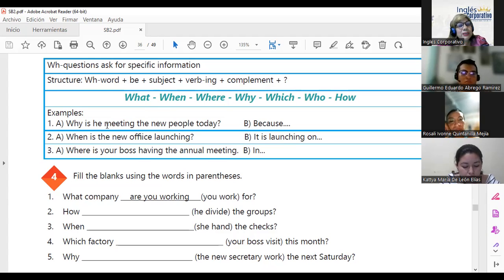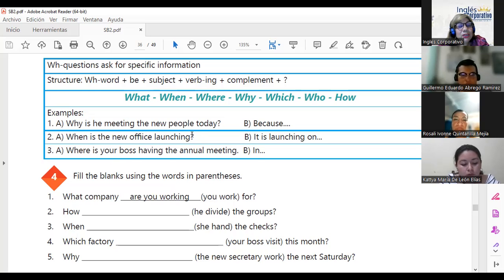Okay, examples of this are: why is he meeting the new people today? If you are asking with why, it's because you are asking for a reason. And always when you ask with why, you answer with because. Why and because are the same in Spanish, but they are different words. How do we differentiate this in Spanish? We say "¿por qué" separated, with the accent on the e. But "because" is like "porque" in Spanish, together, without the accent. That is Spanish grammar.